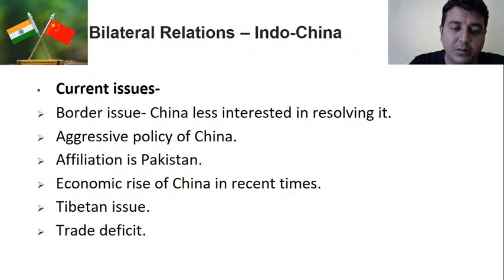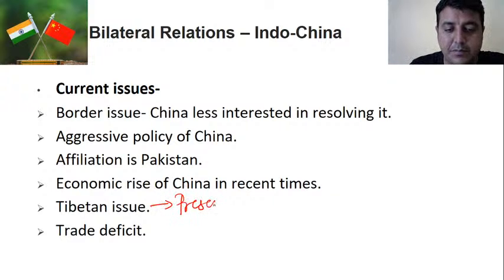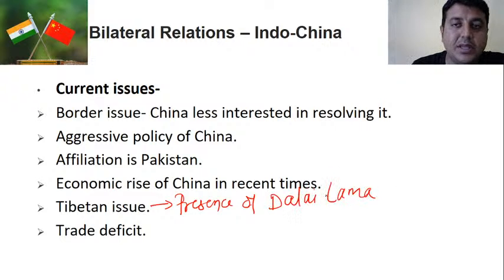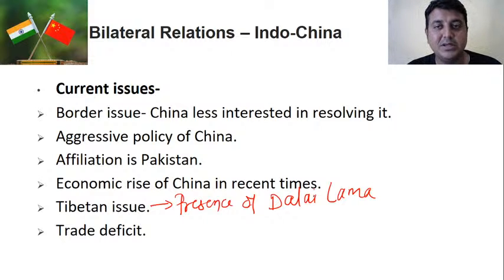And how is it so? Because of the presence of the Dalai Lama in India. Because of that, they say the Dalai Lama is a fugitive in China and you gave him refuge. There is a parallel government running, the Tibetan government, but not on Chinese land. They are outside, so China considers it against their national interest. So that is a problem with India.